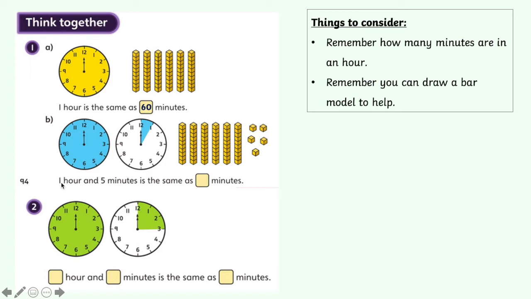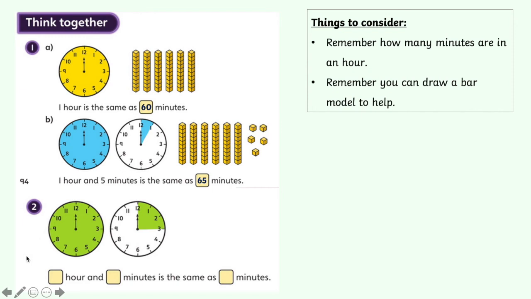Have a go at this next one then. 1 hour and 5 minutes is the same as how many minutes? Have a look at our tens and ones to help you here. Have a look at the clocks as well. Click pause and have a go at that one. Did you get an answer? It's the same as 65 minutes because 1 hour is 60 minutes and then we've just got an extra 5 minutes on the end. And here they are, the 60 minutes and 5 more minutes on the end.